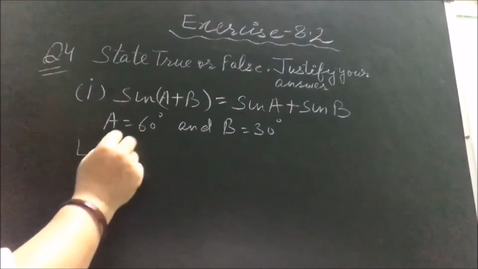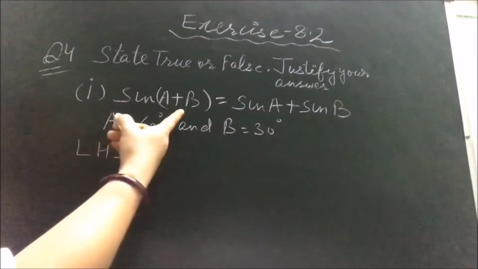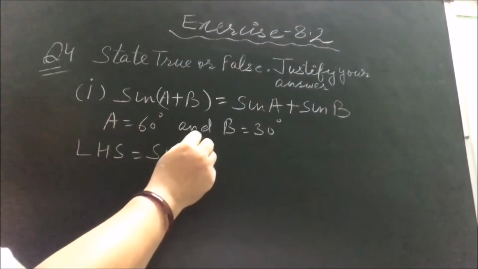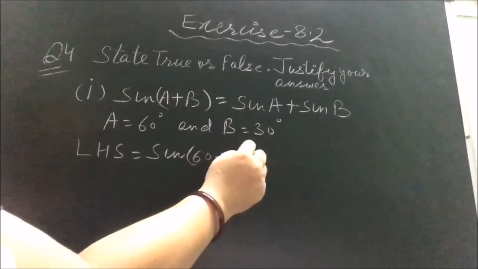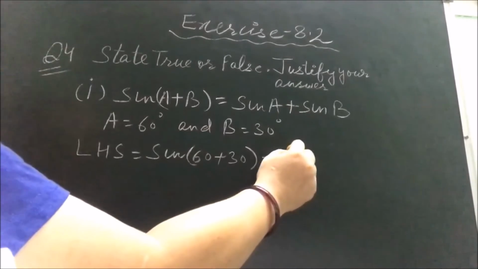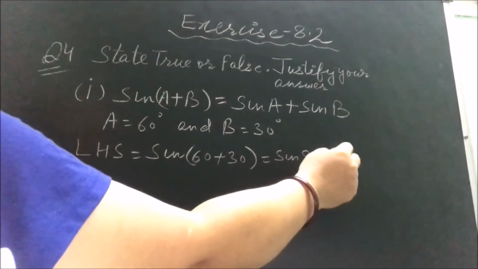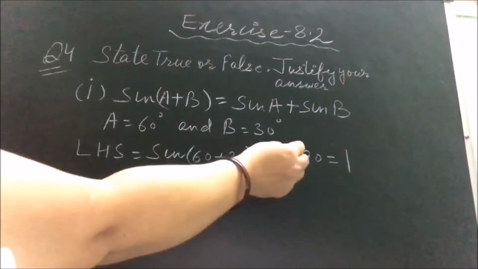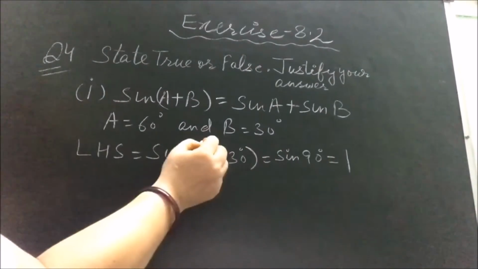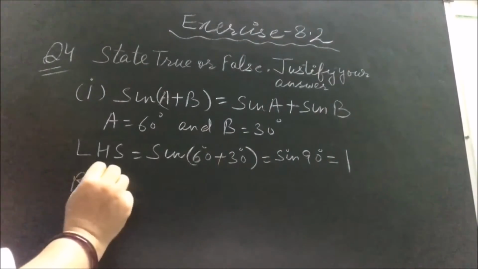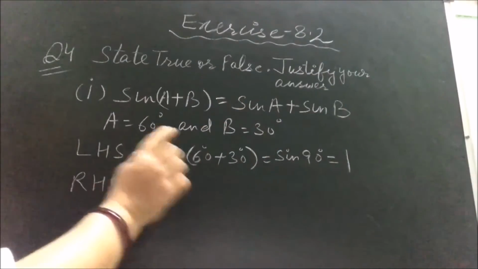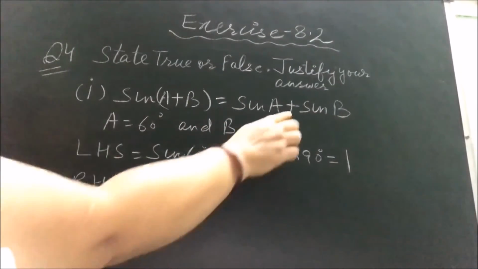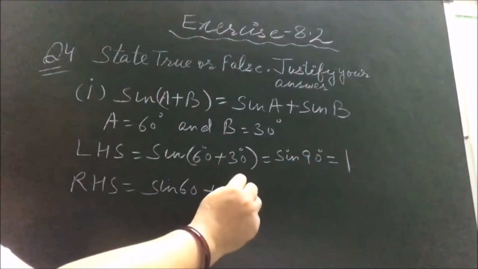So first we find out LHS. LHS means this side. Substitute the value of A and B here, that is 60 plus 30, which is sine 90, and we know that the value of sine 90 is 1, right? Then we solve RHS. Sine A means sine 60 plus sine B, that is sine 30.